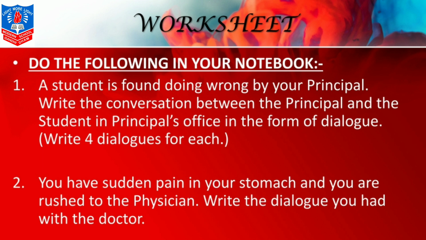So children, do the following worksheet in your notebook. First question is, a student is found doing something wrong by your principal. Write the conversation between the principal and the student in the principal's office in the form of dialogue. Now here you need to write 4 dialogues for each, that is 4 for principal, 4 for student. And this dialogue is going on in the principal's office.